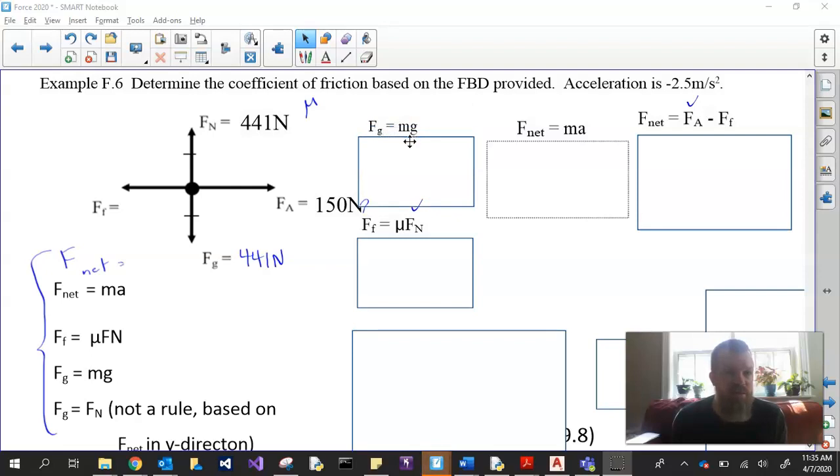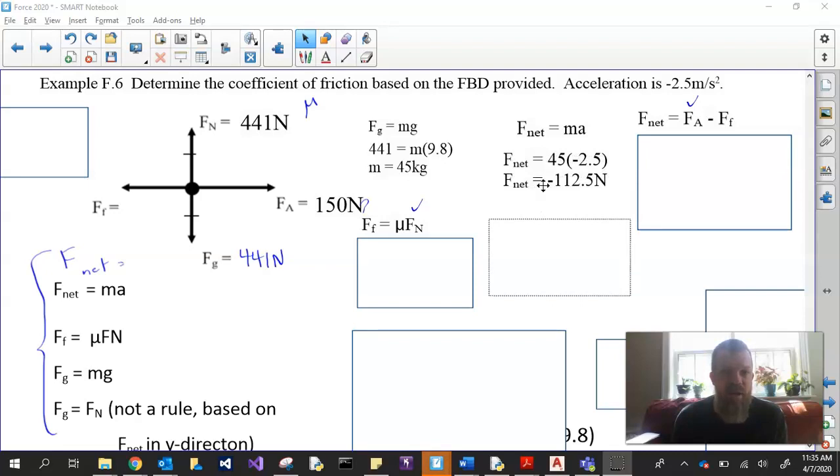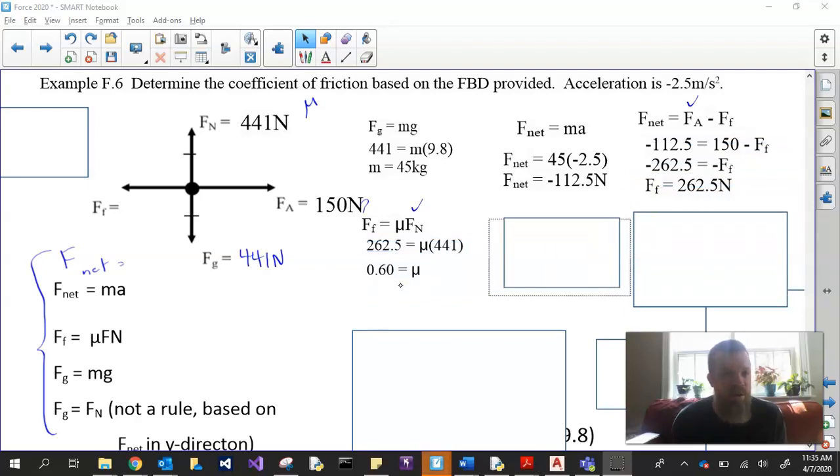Fg equals mg. I know what Fg is. It's 441, remember, because these two are equal. So Fg equals 441. So I'm just going to quickly move that, and you guys can check the math. 441 equals mass times 9.8. I've got the mass. Now that I've got the mass and the acceleration, I can find the F net, right? The F net is equal to Fa minus Ff, so I have those values. I got the Ff value, 262.5. Put that in here. Work backwards, find the coefficient of friction.